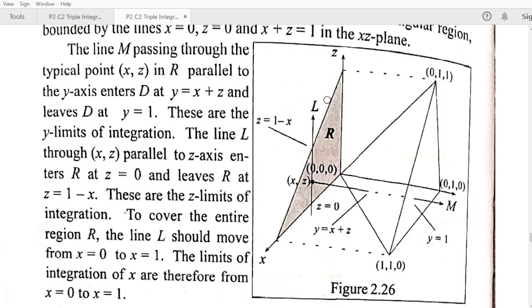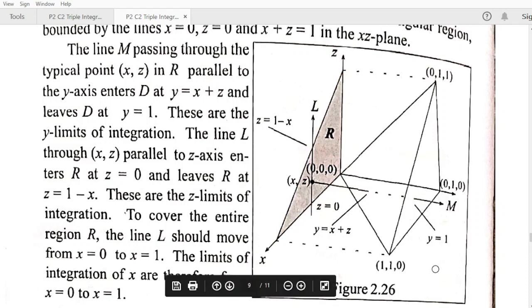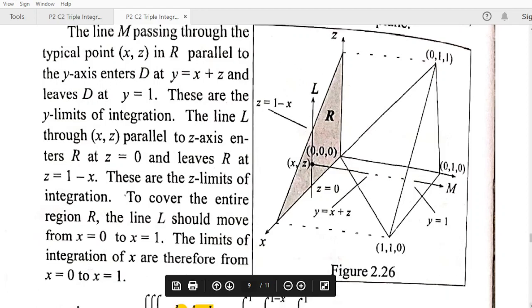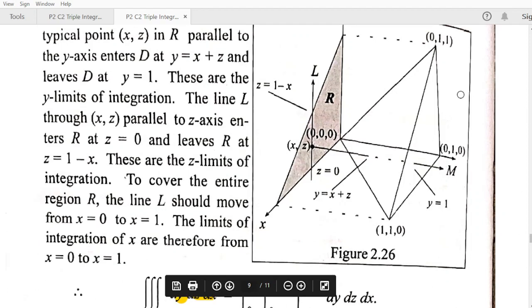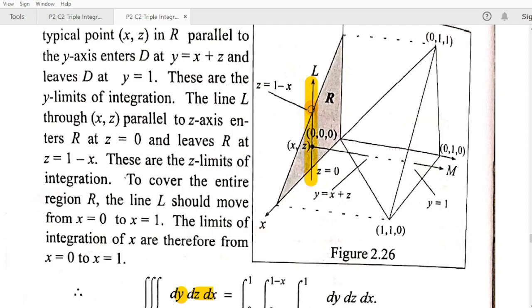So first we have to find the limit of z, and then we have to find the limit of x. To find the limit of z, we will be considering a line passing through this region parallel to the z axis. And observing this particular line, we will be finding the limit of z. So we see that this line enters this region at this point, exits the region at this point. So the value of z at these 2 points will determine the limit of z here.